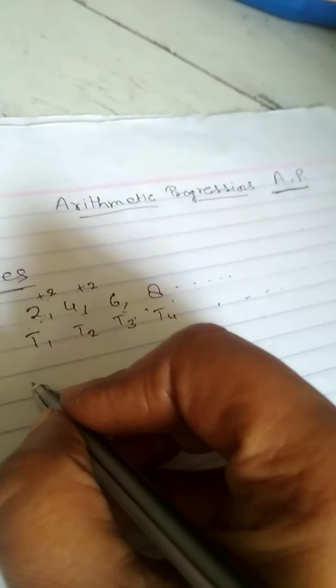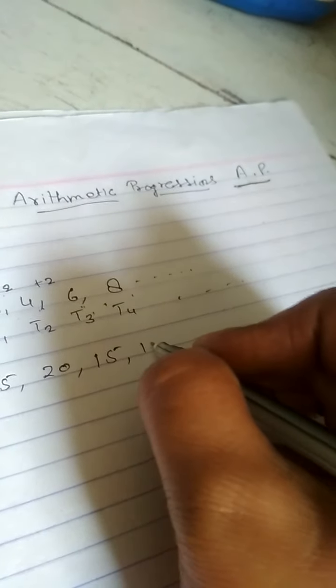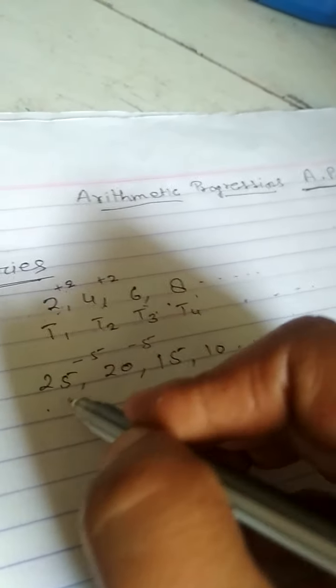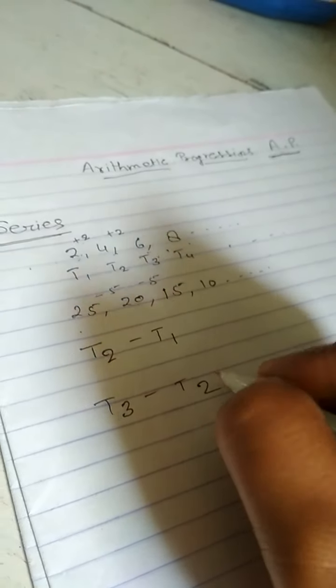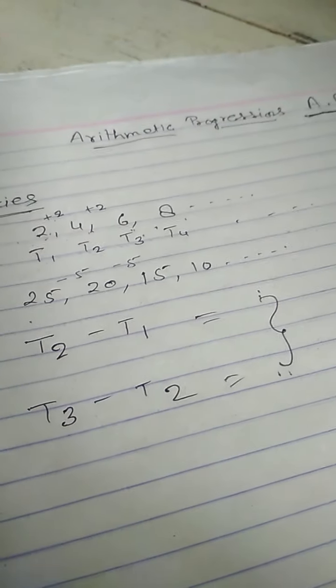Okay. Next series: 25, 20, 15, 10 up to dot dot dot. Here we also see a common difference, but it is -5. For any series, we subtract T2 minus T1 and T3 minus T2, and if we find the same value, that means the series is in AP. Otherwise, there is no same value, and that means the series is not an AP.